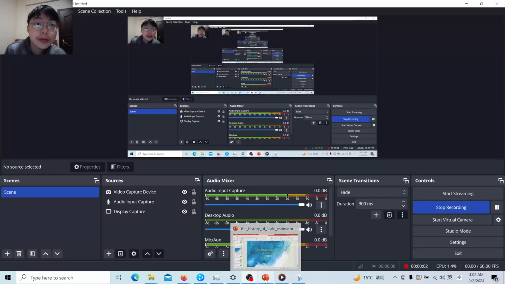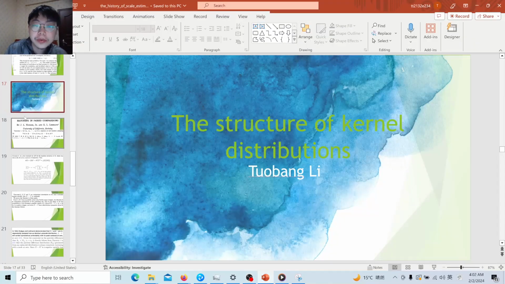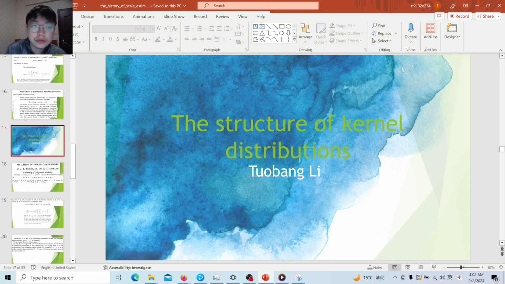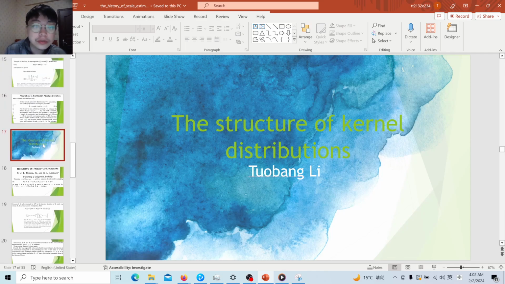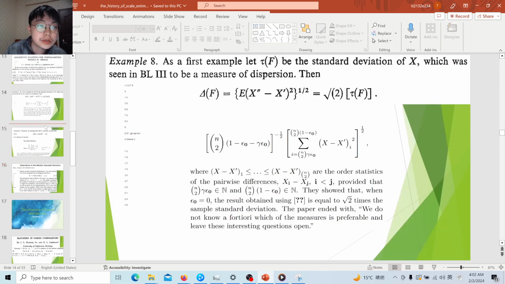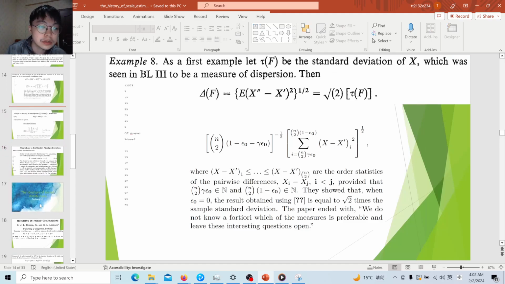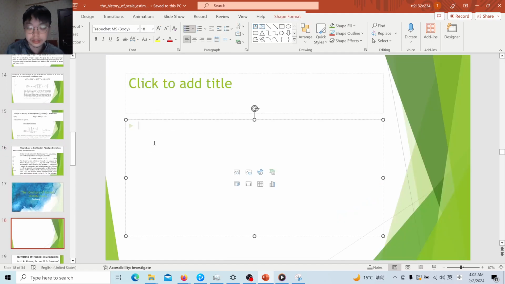Hello, now I'll start to introduce my work. First, I would like to consider the structure of kernel distributions. A kernel distribution is, for example, what we previously called the Hodges-Lehmann estimator. The kernel is indeed the Hodges-Lehmann kernel.